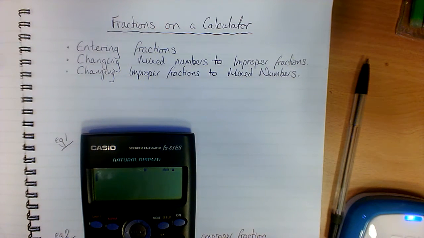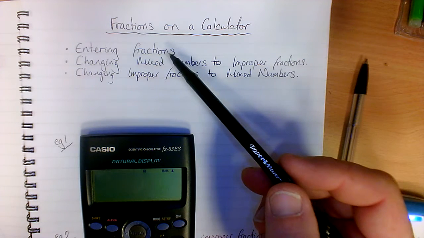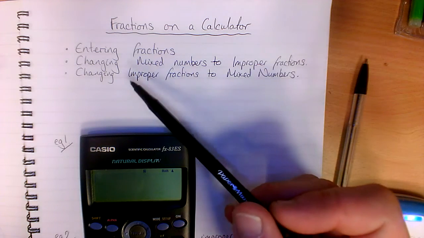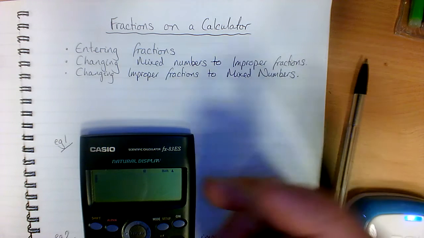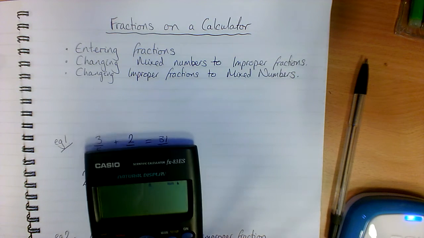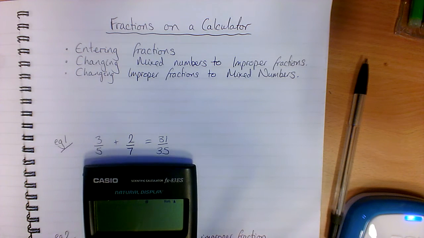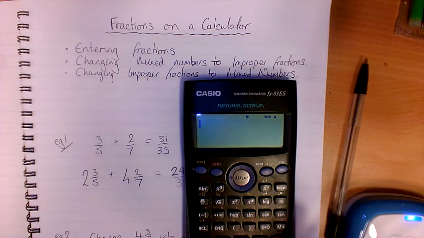So we're going to look at fractions on a calculator, and in particular we're going to look at how we enter fractions onto our calculator, and how we change mixed numbers to improper fractions, and vice versa. I'm going to try and show you through an example here. So I've got 3/5 plus 2/7, and the answer is 31/35.